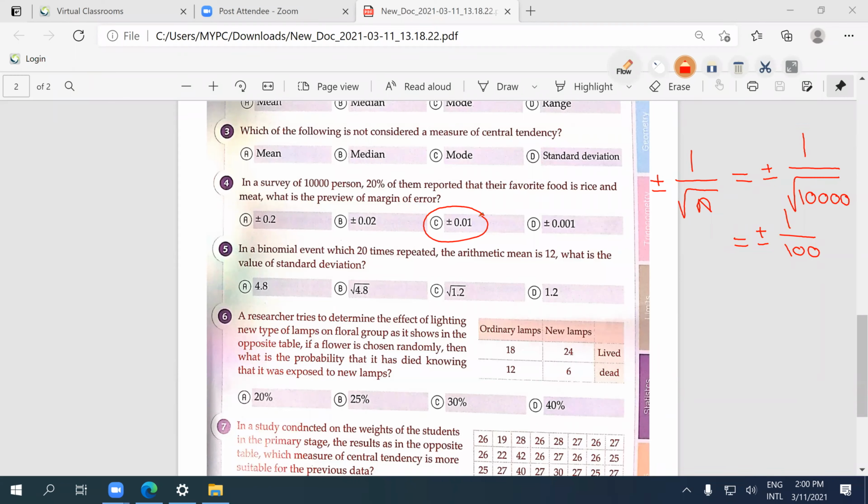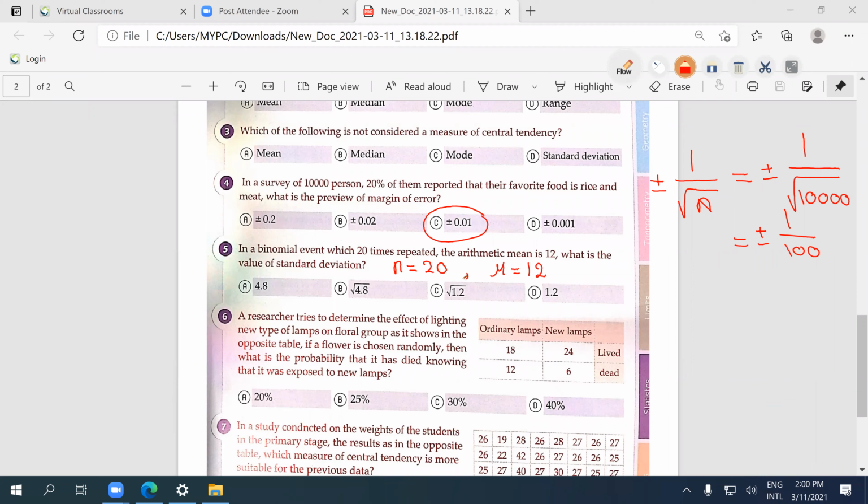In number 5, in a binomial event repeated 20 times, a binomial event means we have only two probabilities, probability of success and probability of failure. We have 20 times repeated, it means n equals 20. The arithmetic mean is 12, it means mu equals 12, because mu means the arithmetic mean. What is the value of the standard deviation?